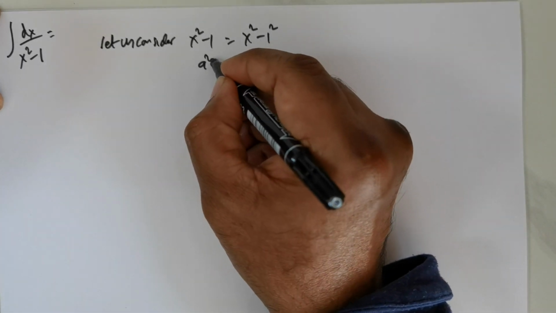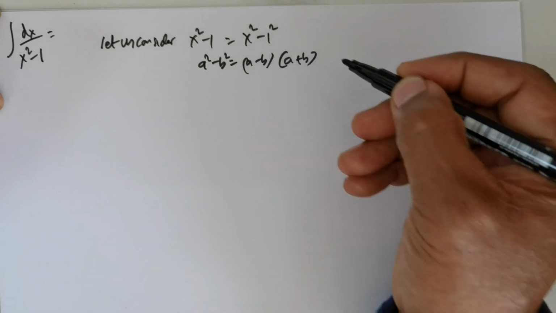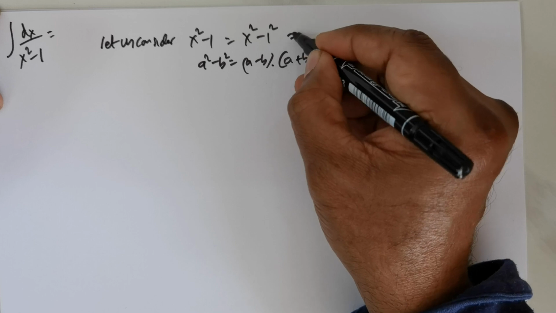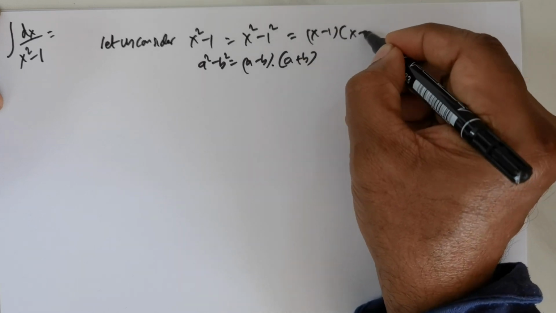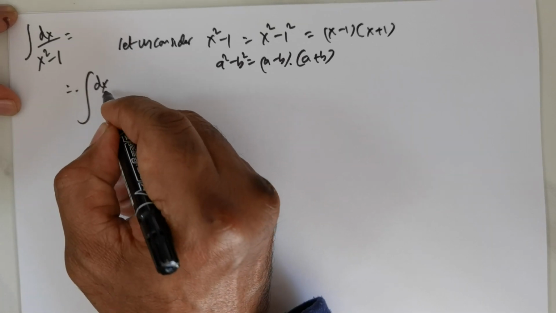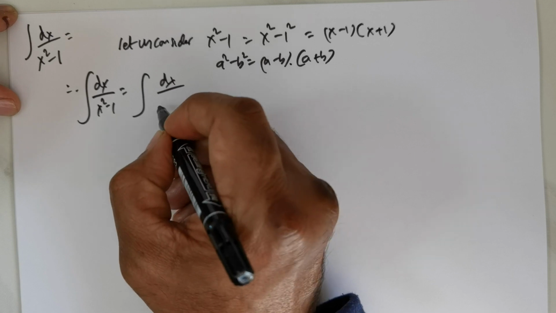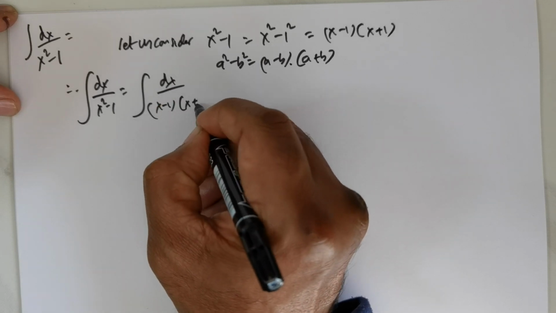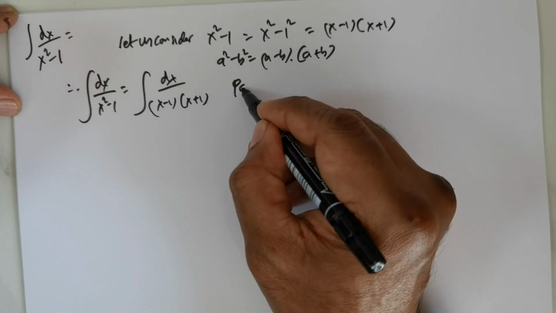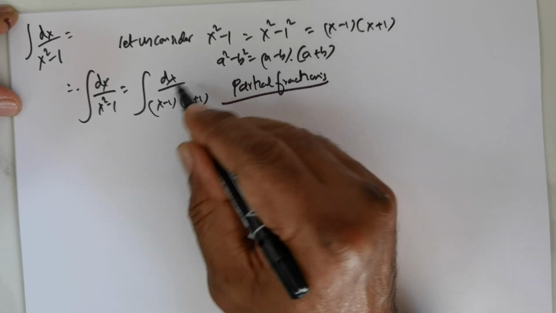Now this is similar to a squared minus b squared, which is rewritten as a minus b times a plus b. So this is going to be x minus 1 times x plus 1. Therefore the integral of dx over x squared minus 1 is rewritten as dx over (x minus 1) times (x plus 1). Now we have to use partial fractions to split this.